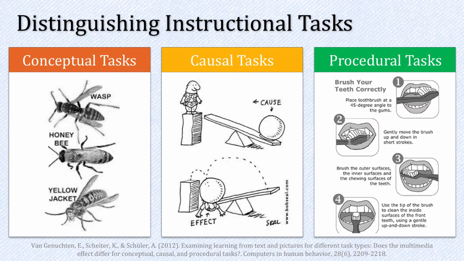Now, why in the world is this important related to visual design and multimedia learning? Well, the point is, as visual designers, if you are creating a visual representation for a specific learning task, it's important to understand whether it's a conceptual learning task, a causal learning task, or a procedural learning task. Because the type of visual representation that you deploy will vary depending on the type of task at hand. And that is really the underlying idea behind the Van Genuchten, Scheiter, and Schüler article.